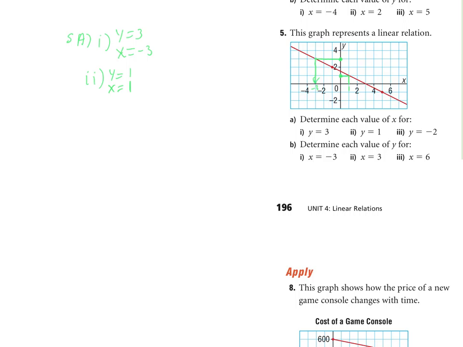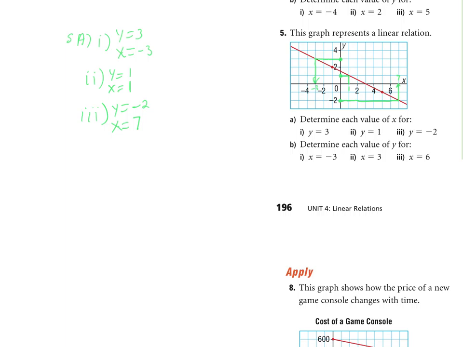And now finally, when y equals negative 2, so when y negative 2 is right here, I will come across till I meet my red line right here, and then this will come up to my x-axis right here, which is at 7. So I can say when y equals negative 2, x equals 7.